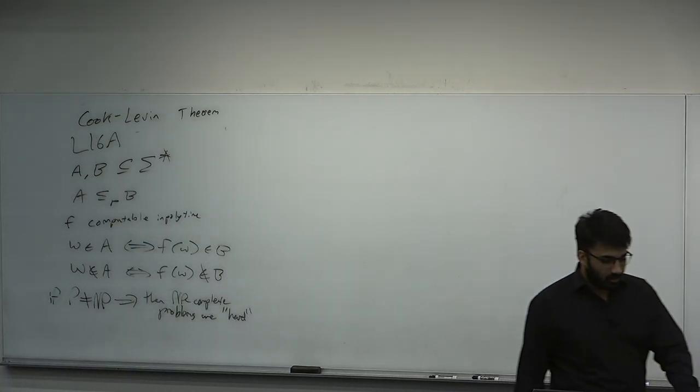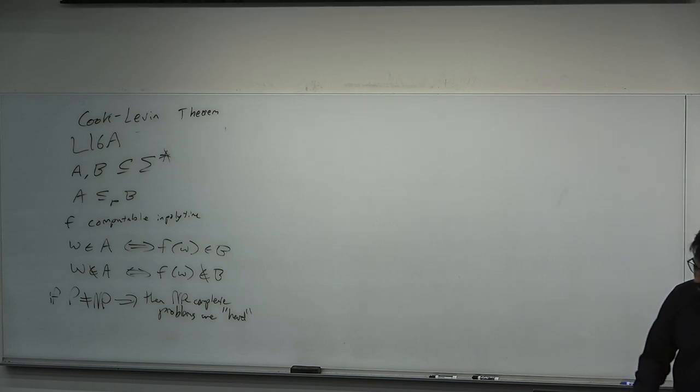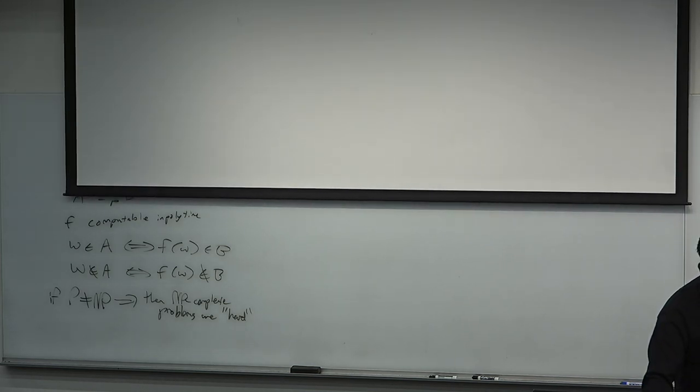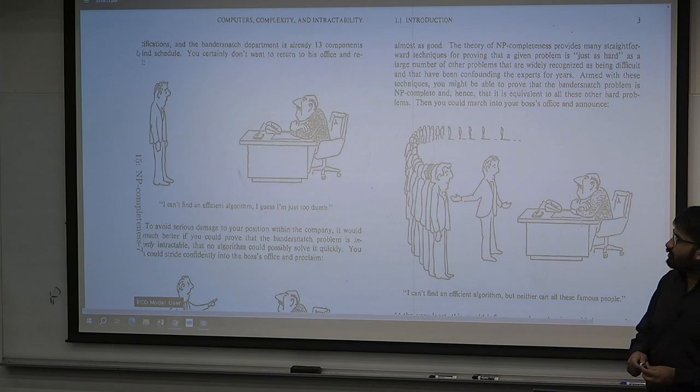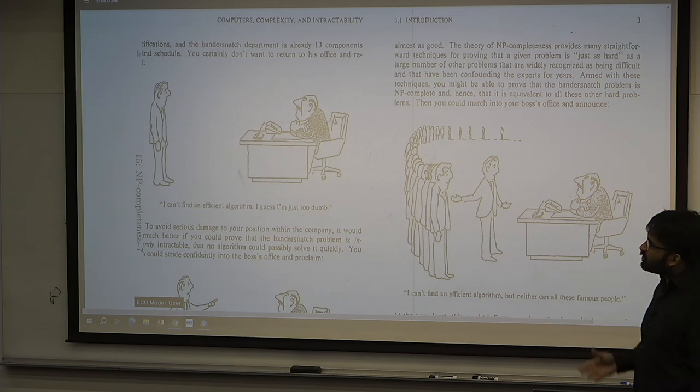Let me give you a cartoon explanation. I'm going to give you a cartoon explanation about why NP completeness exists. The Garey and Johnson book is this famous book from like 1979. It's famous because the last third of the book is simply an appendix of thousands of NP complete problems across many diverse areas. This is a cartoon that tries to explain the point of NP completeness in the beginning.